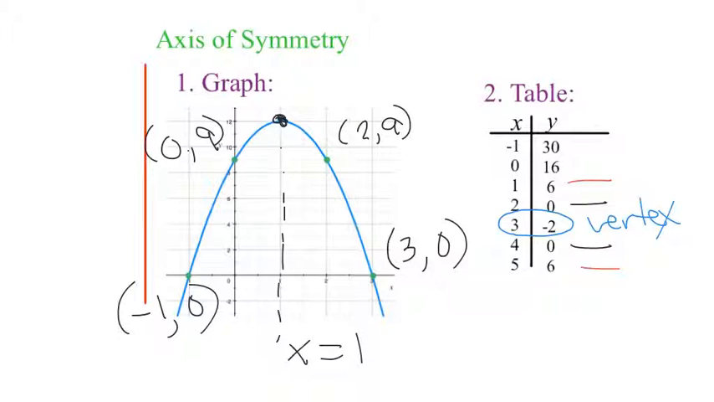That's how you can find a vertex from a graph and a table. I didn't talk about the axis of symmetry for the table, but without too much argument, you can agree that since the vertex here is (3, -2), the axis for this table would have to be x equals 3, because the x-coordinate of the vertex is 3. That's basically it.